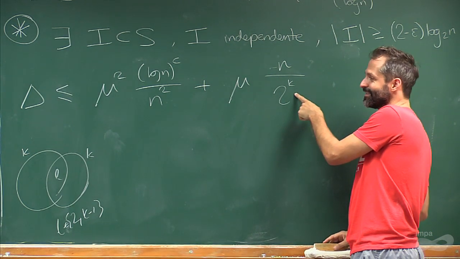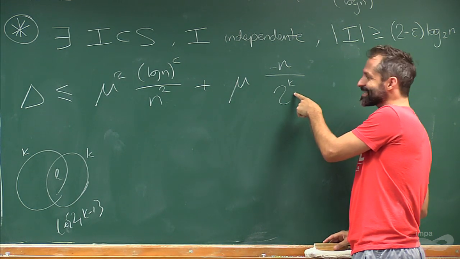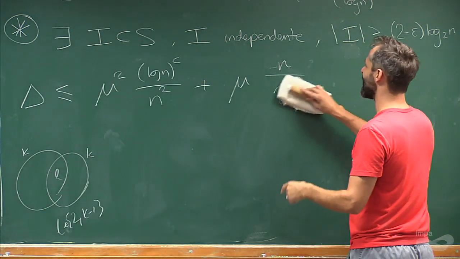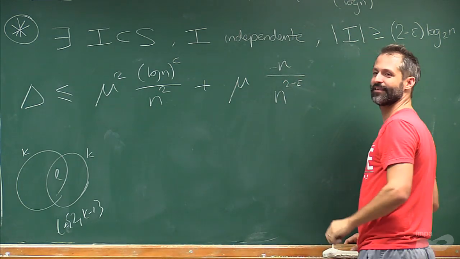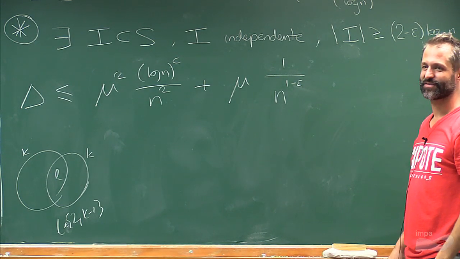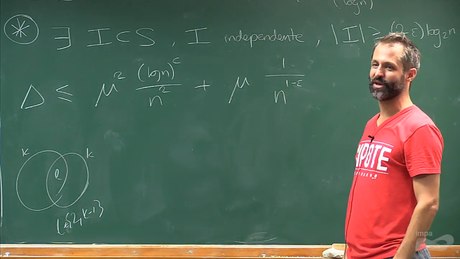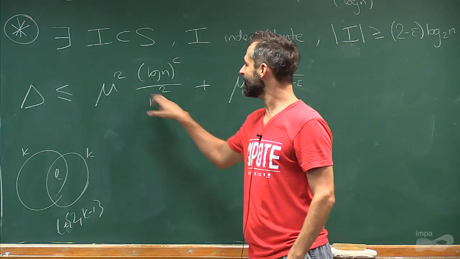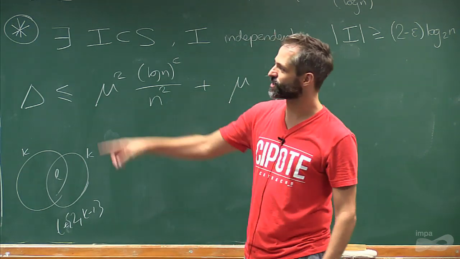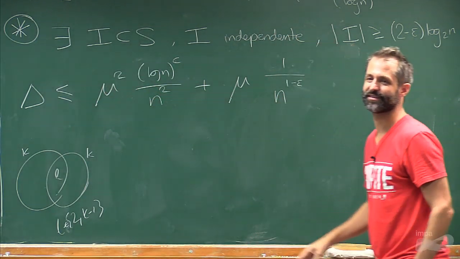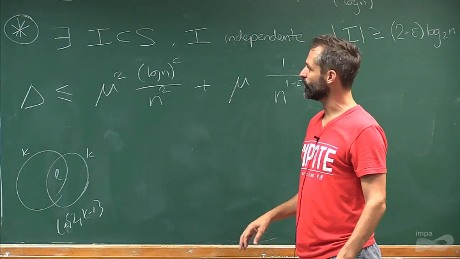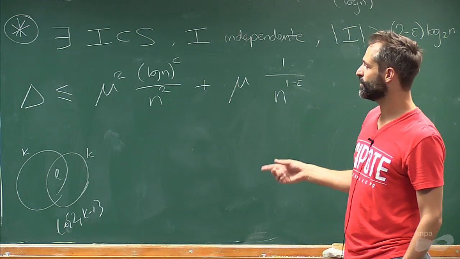What's 2 to the k? 2 to the k is n to the 2 minus epsilon, since k is log base 2 of n. So this is like 1 over n to the 1 minus epsilon. Right? So this guy is much smaller than mu. And this guy is much smaller than mu squared. And as a consequence, one of these bounds is good. So if this one is also much smaller than mu, then we get e to the minus mu.